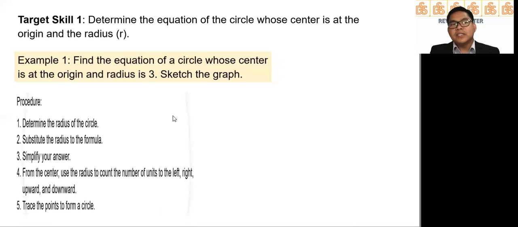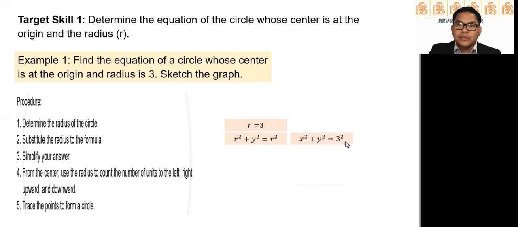Let us consider the procedure I have presented earlier. First is determine the radius of the circle. Since the radius is given from the problem, we can already identify that r equals 3. Then substitute the radius to the formula. What is the formula? This is the formula given: x squared plus y squared equals r squared. Since we only have the radius as given, we only substitute the radius, which is 3 squared. When we simplify, this is now the equation of the circle: x squared plus y squared equals 9.